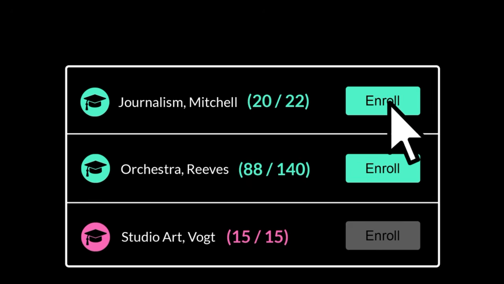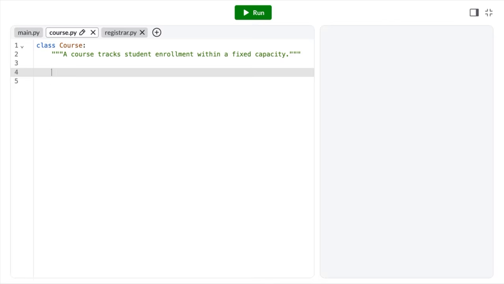In terms of methods, a course supports two key actions. A student can enroll or unenroll. So let's write out our class definition. As always, we'll start with our init method, so we can set up the attributes for a course object.